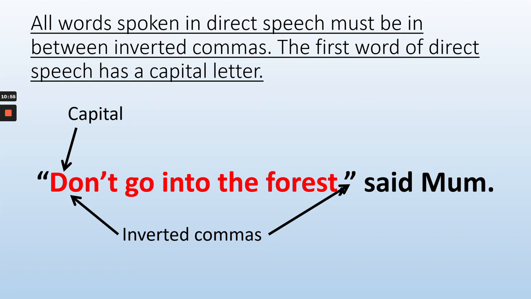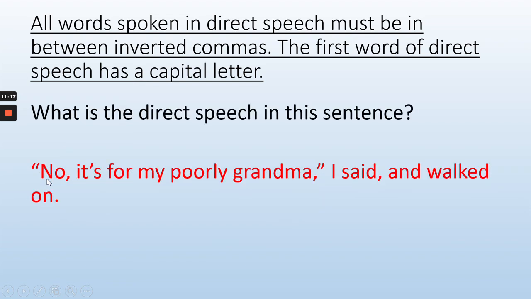So all the words spoken in direct speech must be in between the inverted commas. The first word of direct speech has a capital. All the words in red are in between the inverted commas. That means they are spoken. There's a capital letter at the beginning of it. What's the direct speech in this sentence? Press pause while you work out your answer.